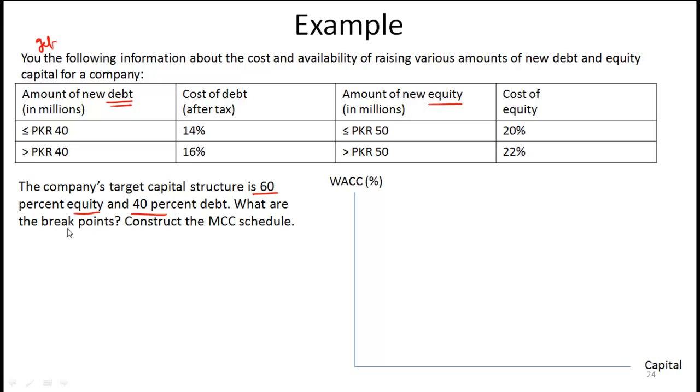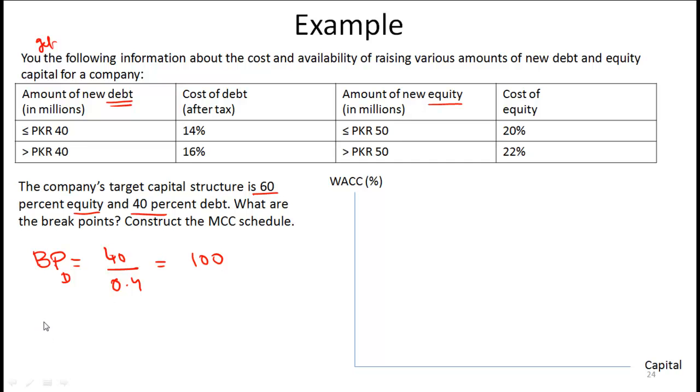So based on the formula we saw on the earlier slide, let's first come up with our breakpoints. We said that the breakpoint is equal to the amount at which the cost of a component changes divided by the weight of that component. So let's look at debt first. The breakpoint for debt is 40 million divided by the percentage of debt in the capital structure, which is 40%. So divided by 0.4. 40 over 0.4 will give us 100 million. So this is one breakpoint.